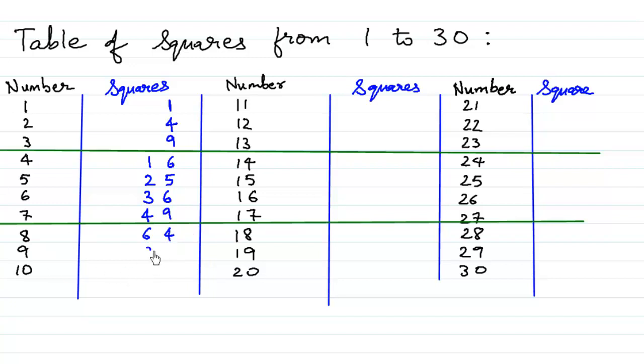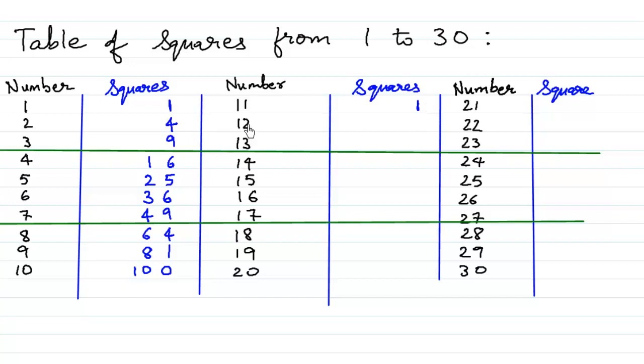Then 9 nines are 81. And 10 tens are 100. We must know the squares of the numbers from 1 to 10 at least. Now comes the trick. In order to write the squares of the numbers from 11 to 30, we are going to use this particular trick. As you know, the last digit over here was 1. As over here, this digit was also 1. So we know that 11 square, whatever the number is, should have the last digit as 1.